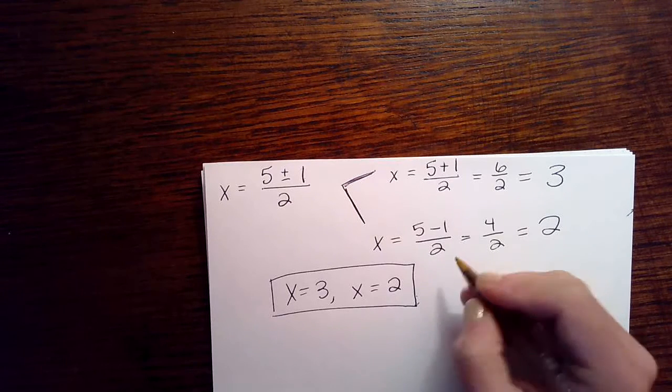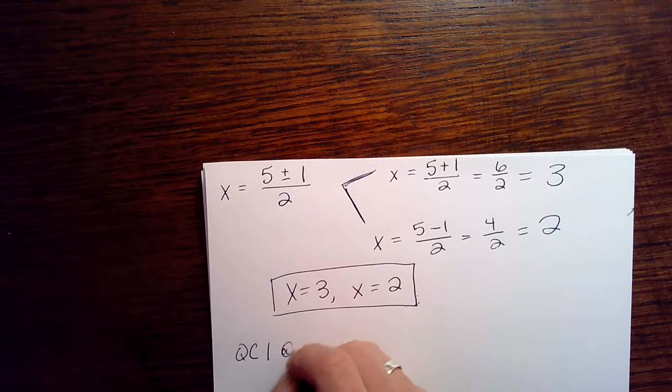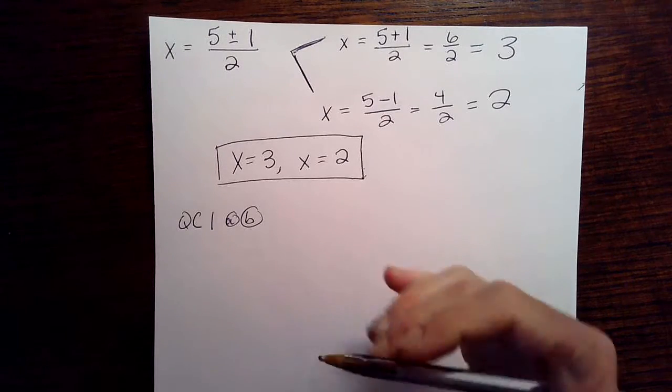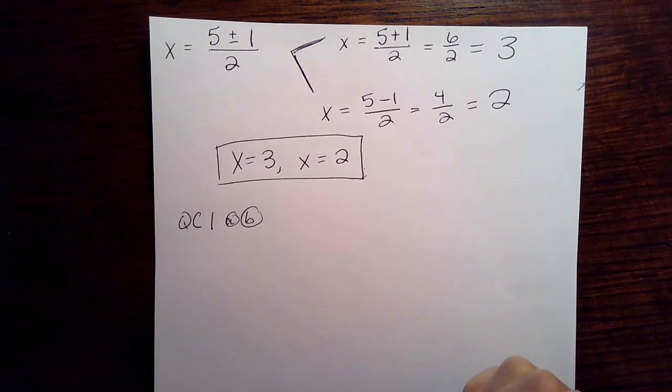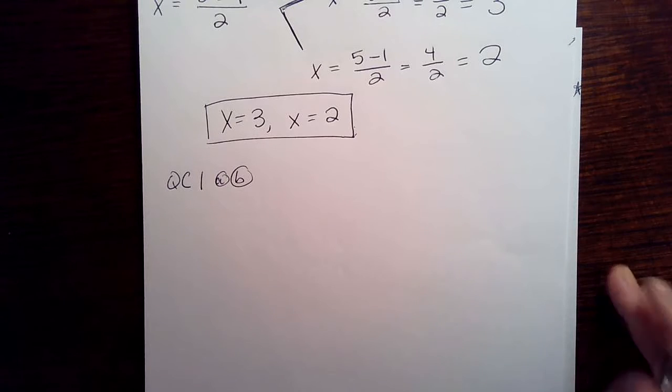I would encourage you to try Quick Check 1A and B and go through these steps. Show your work in an organized fashion, keeping in mind that A is already set equal to 0, but for B, you'll need to do a step to get that equal to 0. Pause your video and try those 2 problems.